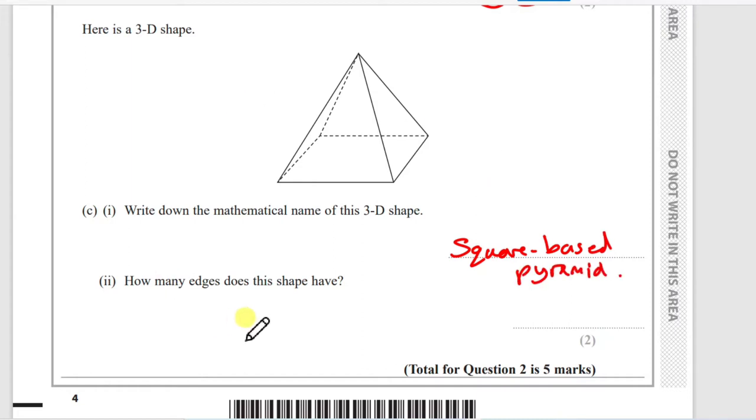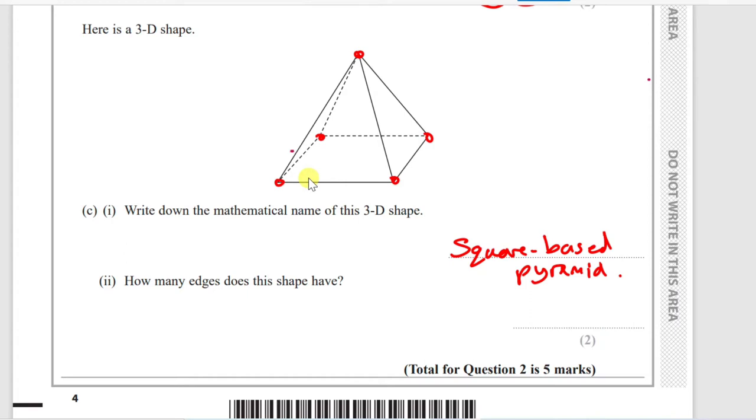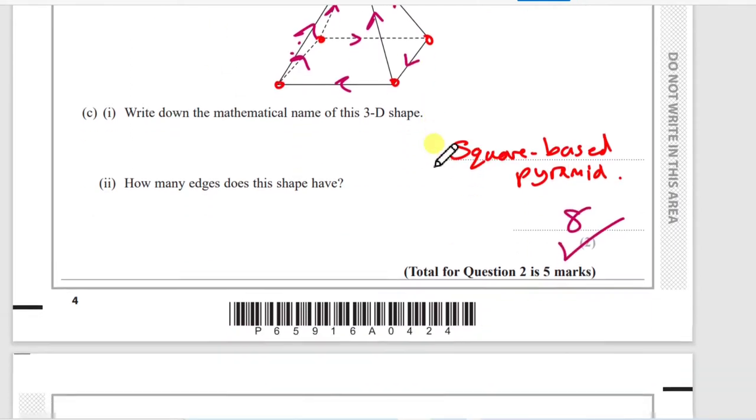And then how many edges does the shape have? Edges is literally the lines, yeah? The corners are called the vertex, or vertices for plural. So here you got five vertices. For edges, just use a pencil to mark it. So it goes up once, twice, three times, this dotted line four. And again, you got four across the square. So one, two, three, four. So altogether, you have eight. It has eight edges. Okay, eight edges and five vertices.